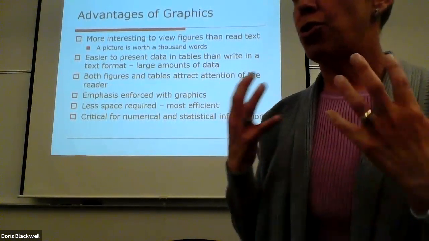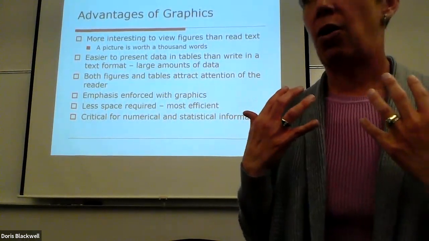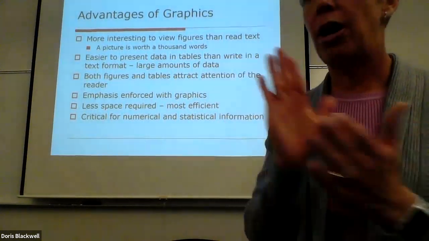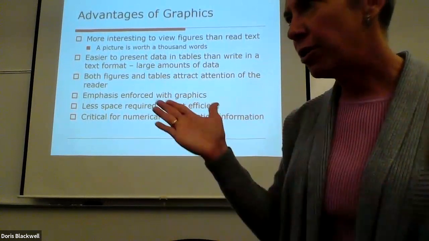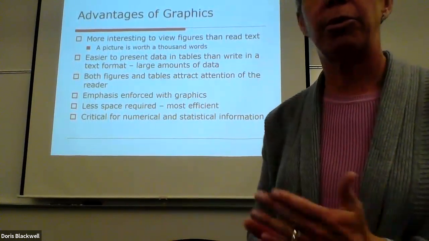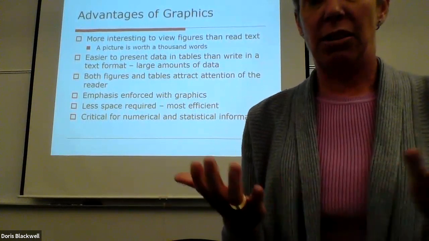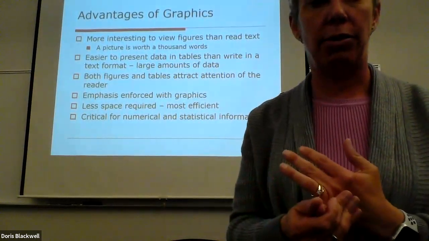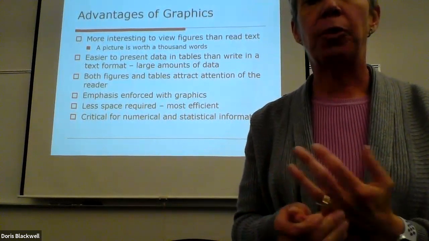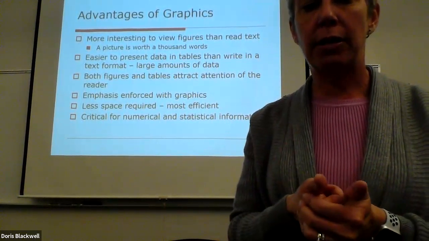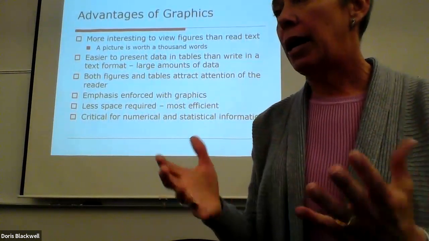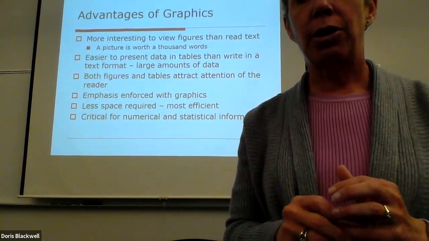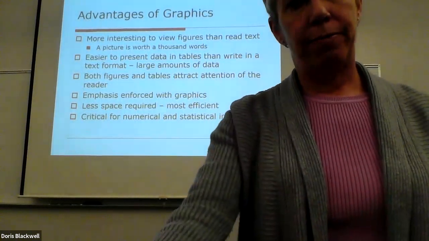Both figures and tables attract the attention of the readers. I know a lot of times when I'm looking at a manuscript, I will go right to the tables and see, okay, what are the significant findings? What are the significant variables of this paper, right? And they're sometimes aesthetically more pleasing, easier to look at than just a whole bunch of text. We can use graphics to enforce emphasis. A lot of times they require less space. Again, putting something in a table rather than writing all that out in words takes less space. And they're critical for numerical and statistical information.